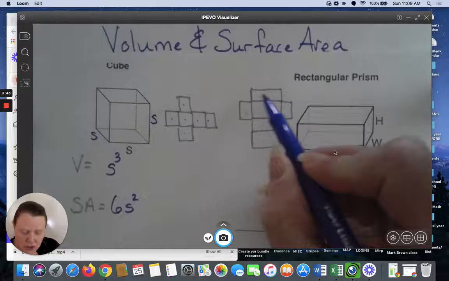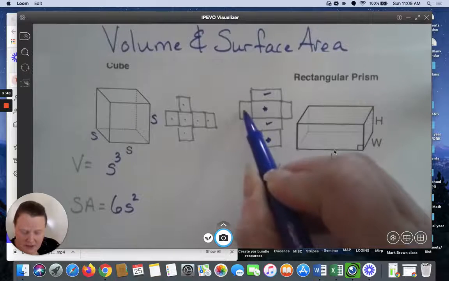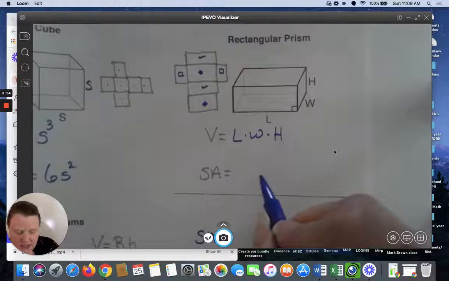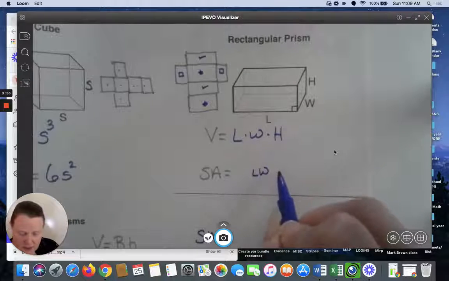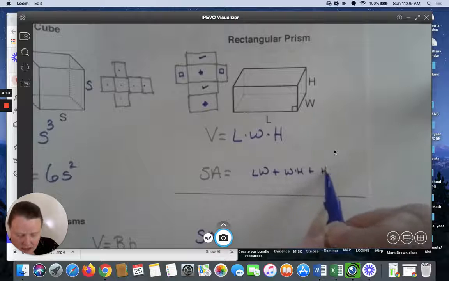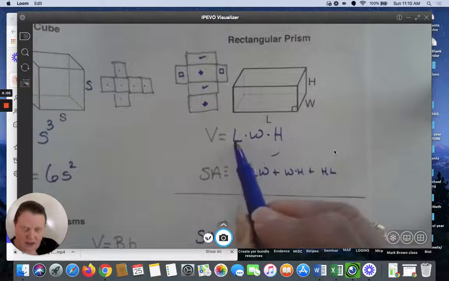You have 2 that are this size, you have 2 that are this size, and you have 2 that are this size. So you have 2 sets of pairs. And so the way we work that is, it is the length times the width, plus the width times the height, plus the height times the length.